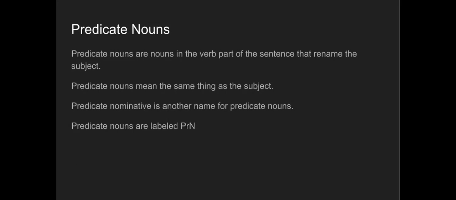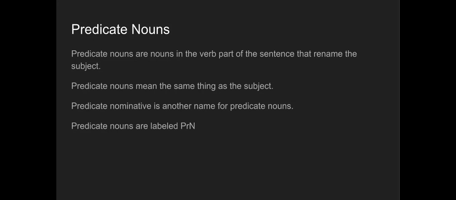So if it's in the verb part, it's called the predicate. So nouns in the predicate are called predicate nouns. Pretty obvious. Predicate nouns mean the same thing as the subject. Remember in our pattern 2 and pattern 3 sentences, we ask, does the direct object or indirect object mean the same thing as the subject? Well, we've always said no, but in pattern 4, actually the answer is yes. So they mean the same thing as the subject.